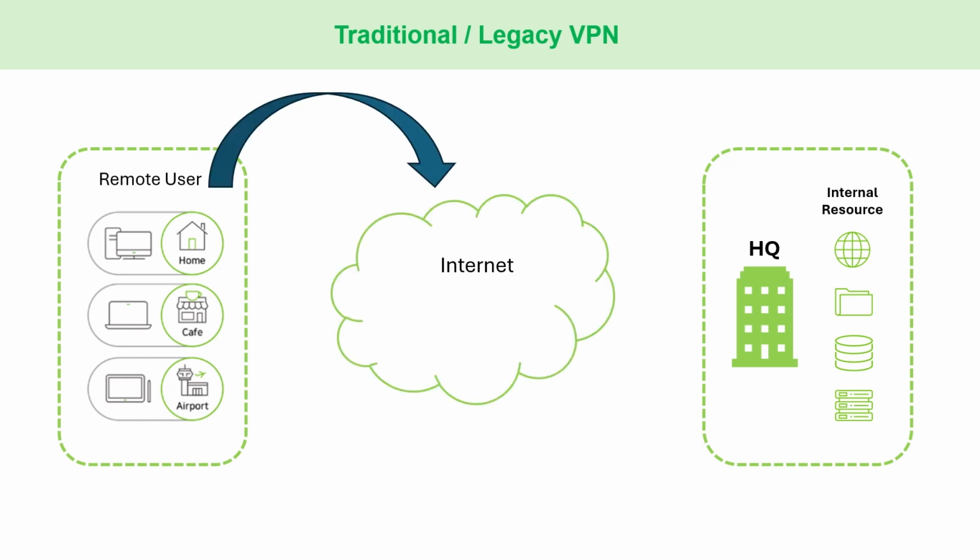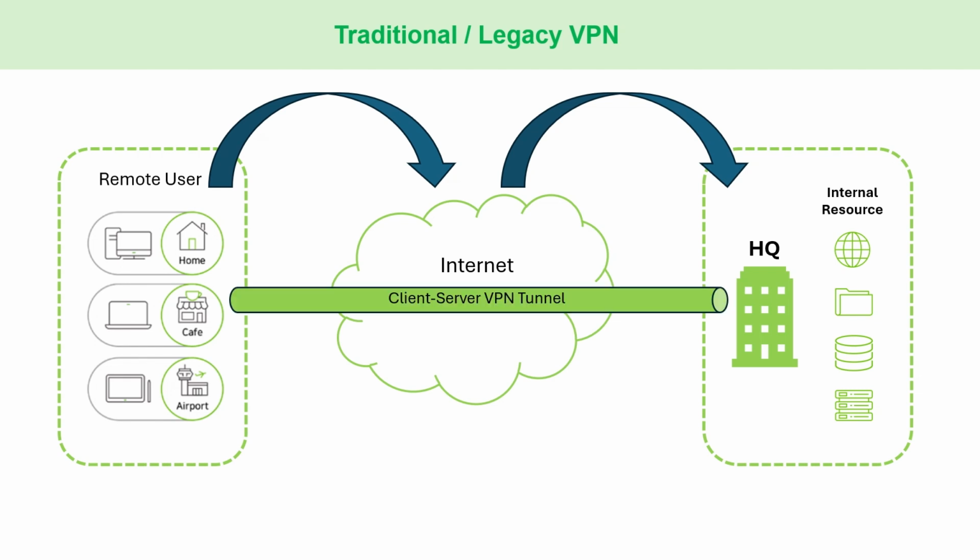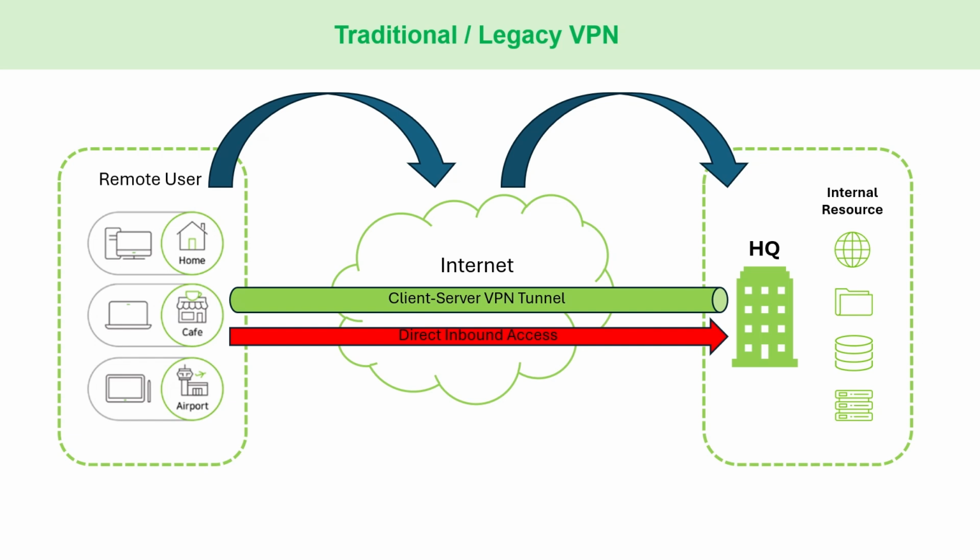To access the internal resource remotely, the user's traffic must traverse the internet, first through the local provider to connect, and from there, the connection is from the internet into the corporate internal network. This is typically facilitated by using a VPN client, which establishes a tunnel to the VPN server. The issue with this architecture is that it allows direct inbound access to the internal network. As a result, the internal network is now exposed, which increases risk.